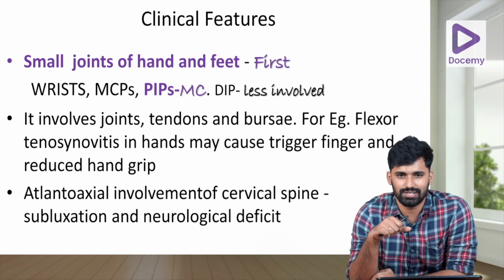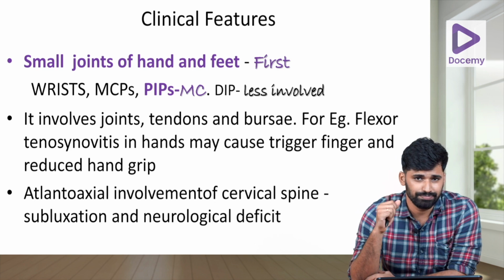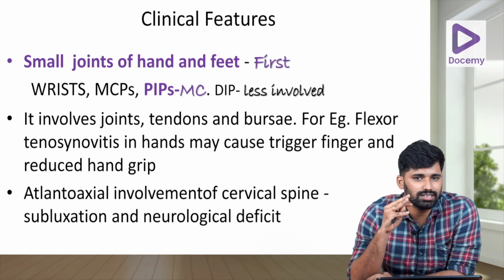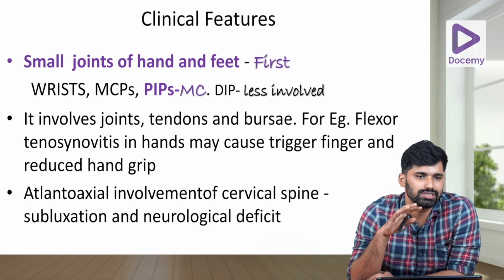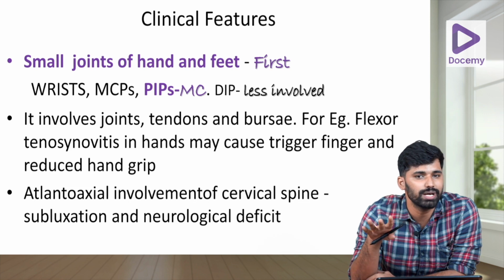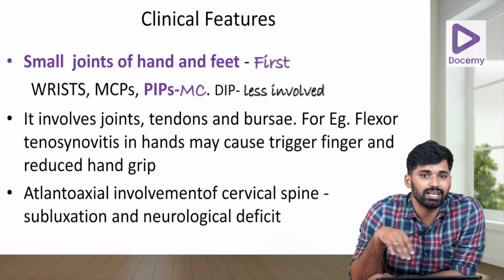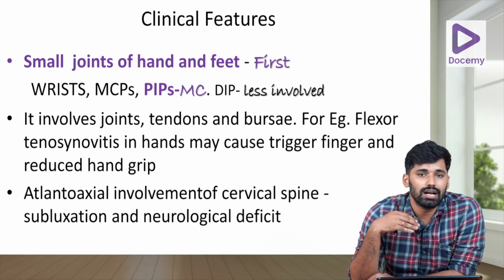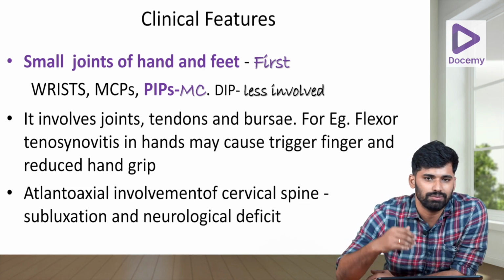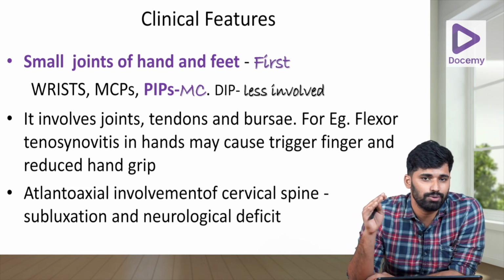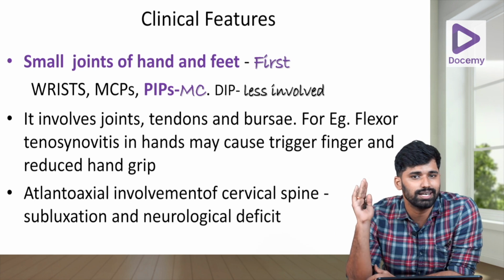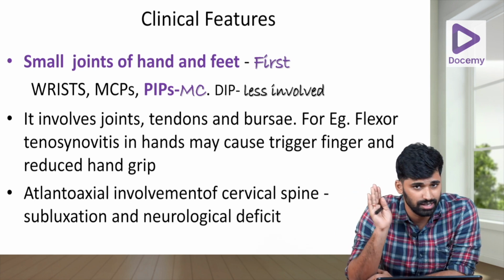My teacher used to say that synovium is extensive in these small joints. The small joints are extensively covered by synovium, which makes them prone to immune attack against the synovium. That is why the metacarpophalangeal joints and the proximal interphalangeal joints are most commonly involved.